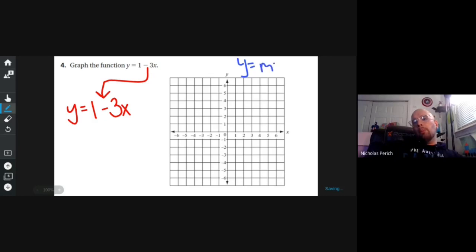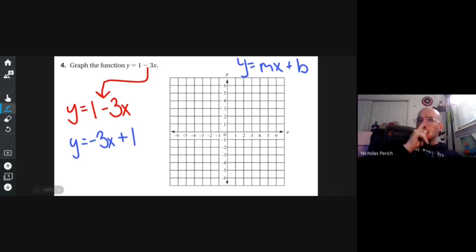y equals mx plus b, where the number in front of x is the slope and the number floating around is the y-intercept. Well, it's not in the correct order. So y equals -3x plus 1. Now it's the way that I like it. Some of you might be saying, Mr. Perich, you just said if y is all by itself, then the number in front of x is the slope and the number floating around is the y-intercept. Why change it? I don't have to change it, but I did anyway because I could.